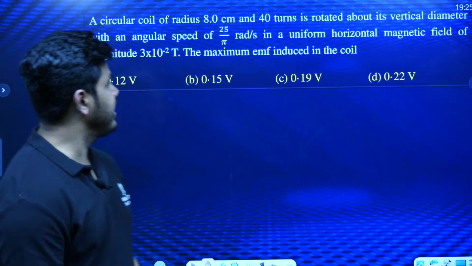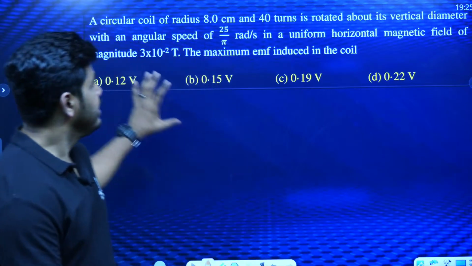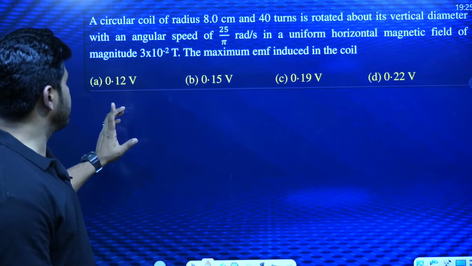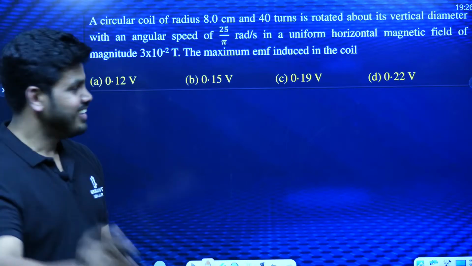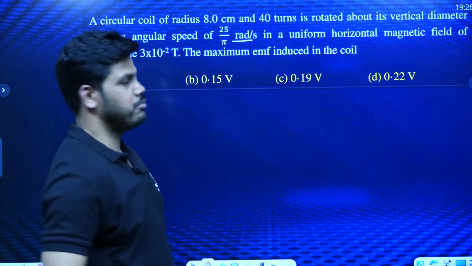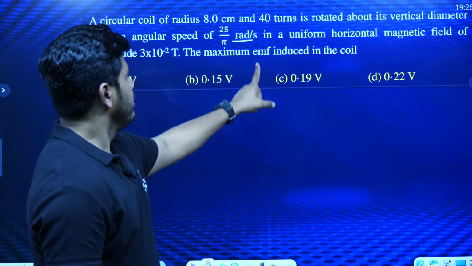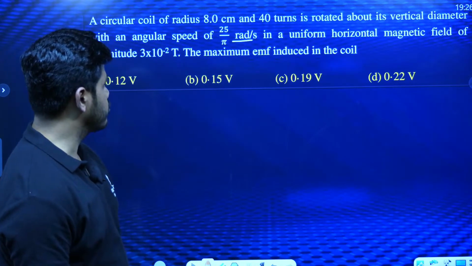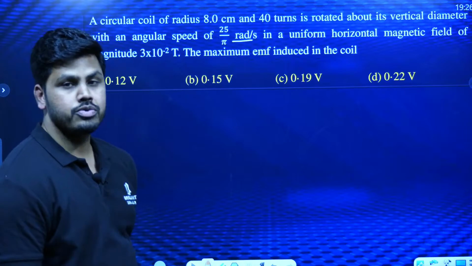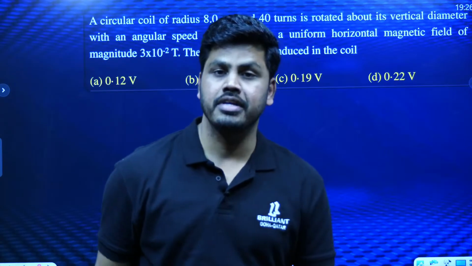A circular coil of radius 8 centimeters and 40 turns is rotated about its vertical diameter with an angular speed of 25 pi radians per second. Yes, nothing to worry about the values, it's radians per second. Good. In a uniform horizontal magnetic field of magnitude 3 into 10 raised to minus 2 Tesla, the maximum EMF induced in the coil. Remember the difference.